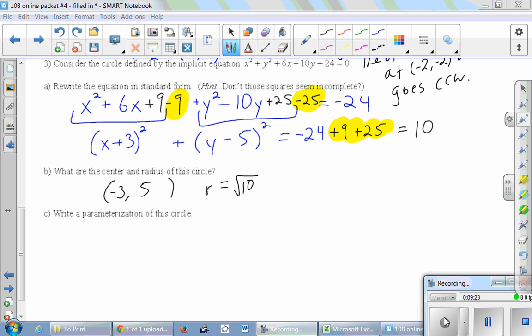C says write a parameterization of the circle. Well, this is really easy now that we've got the previous answer in front of us. So the radius goes in front of the sine and cosine in either order. And then the center gets stuck on at the end. Don't change the signs when you do the center here. So that's it.